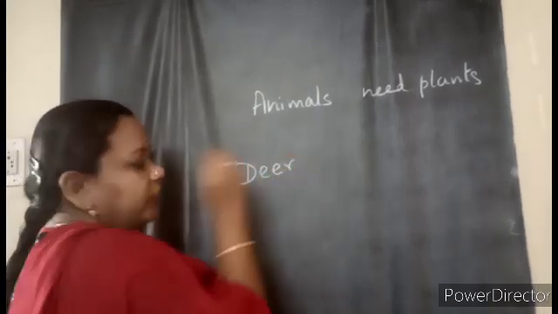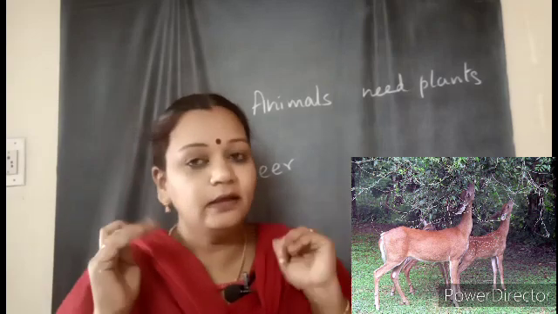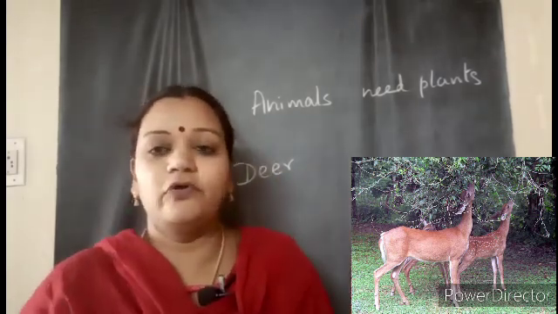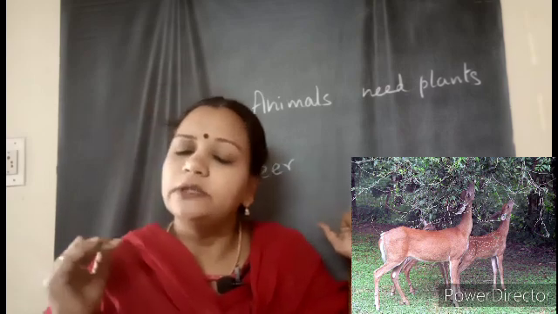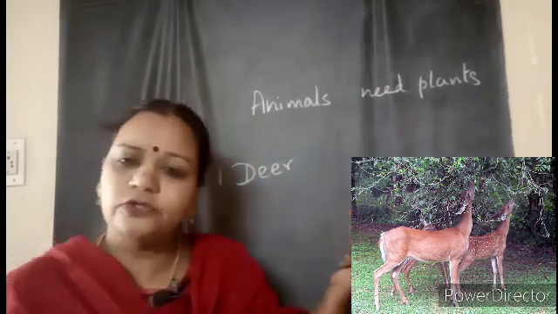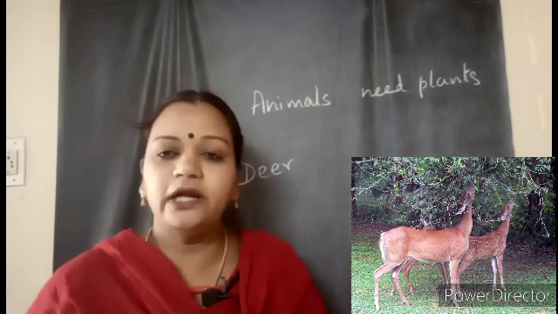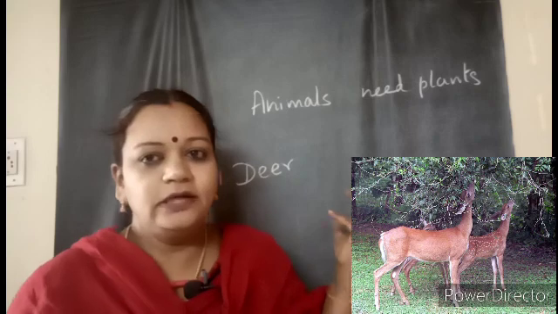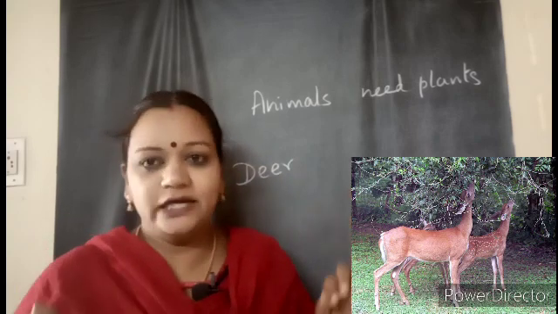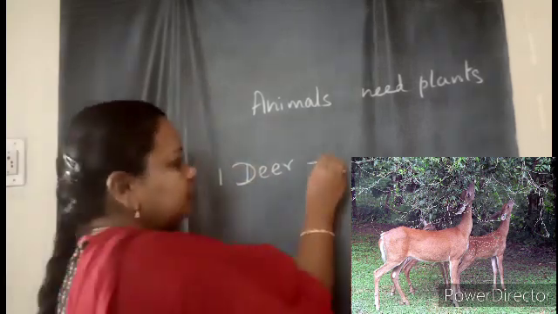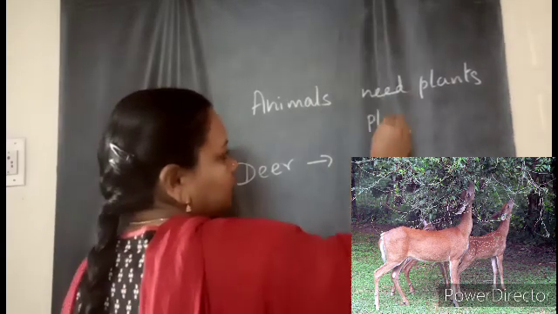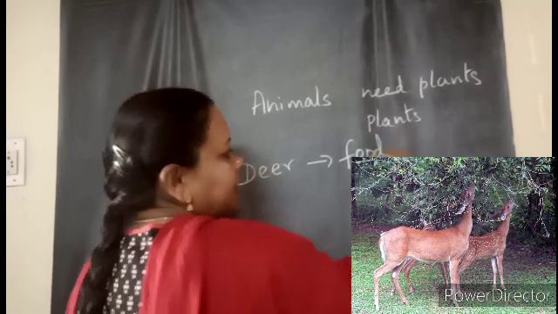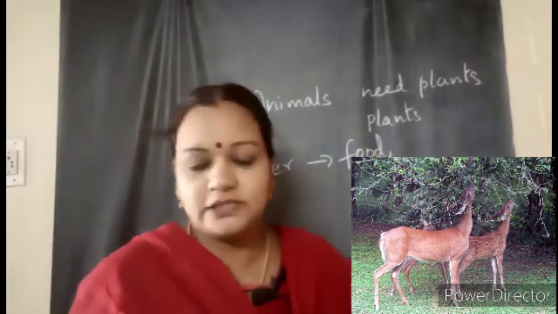Very good. If you take a deer, just imagine a deer in the forest. The deer needs food. Does it need food, children? Yes. What is the food of the deer? Plants. So the deer will be in search of plants to get its food. So it depends on plants for its food. Now it is happily eating the plants.